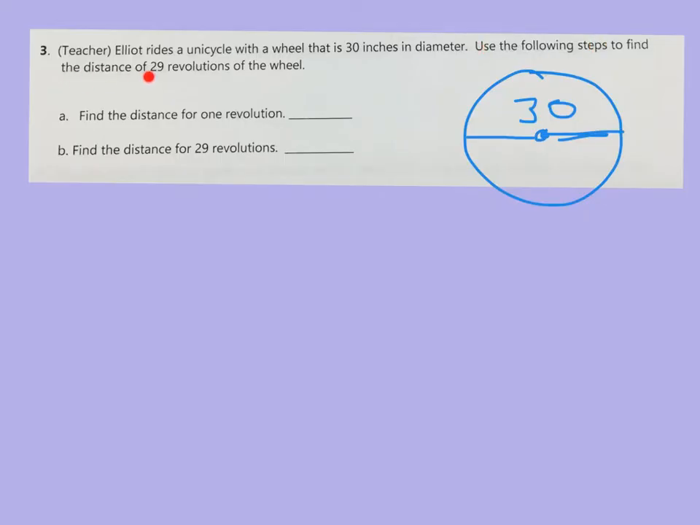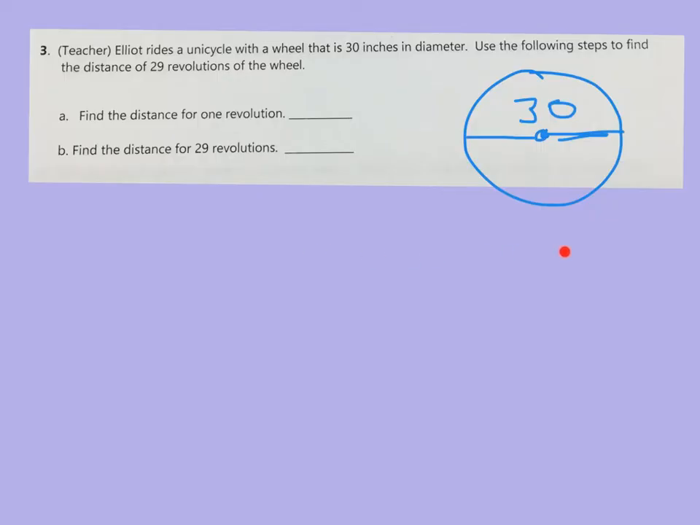Use the following steps to find the distance of 29 revolutions of the wheel. Revolutions means the wheel turns around, so it turns around 29 times. We're going to break this down and first find the distance for one revolution. Do we need to find the circumference of the wheel or the area? What is going to find how far you go when the wheel turns around?